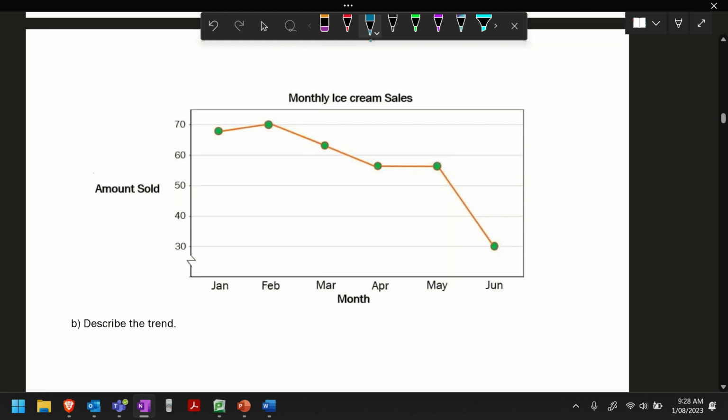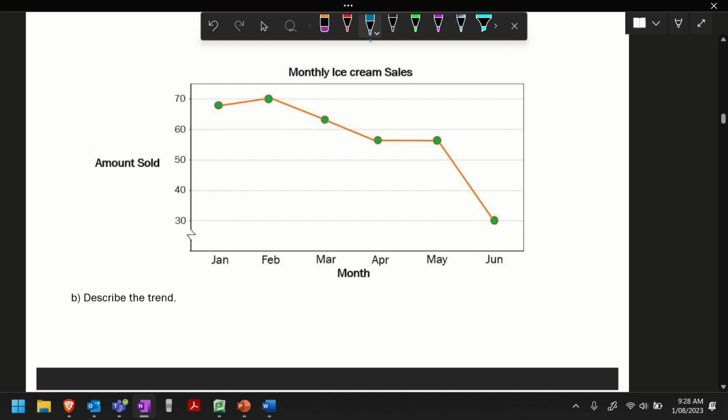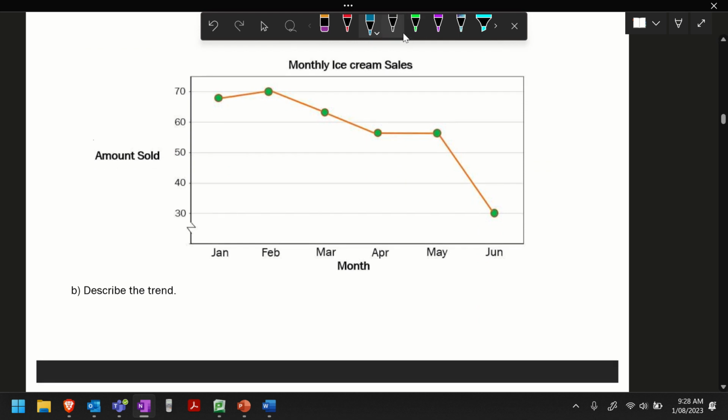Next one is we need to now describe the trend. So when it comes to describing the trend, generally speaking, there's only a couple of words that I am looking for. You can write a bunch of things in there, but you need to tell me whether the trend is going upward or downward. Those are the only two answers I'm looking for. But you can write some more.